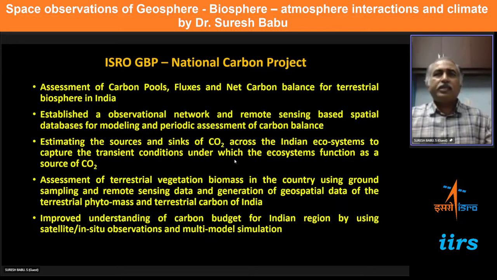of this program. Then this will assess the terrestrial and vegetation biomass in the country using ground sampling as well as remote sensing data, which generate very excellent geospatial data on the terrestrial phytomass and terrestrial carbon. So the effort is mainly aimed at improving our understanding of the carbon budget for the Indian region, which will be an important input to the global science community as well through satellite and in situ observations.